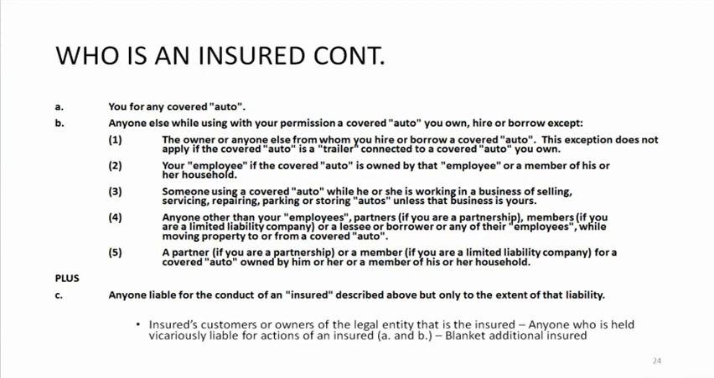So the one thing that we have not addressed here is that plus, the bottom. Who else will make it insured? Anyone liable for the conduct of an insured described above, but only to the extent of that liability. Folks, this is the insured's customers and owners of the legal entity that is the insured. Anyone who's held vicariously liable for actions of the insured, meaning anyone who qualifies under A and B, will be an insured. This is when they're held vicariously liable. This is blanket additional insured.